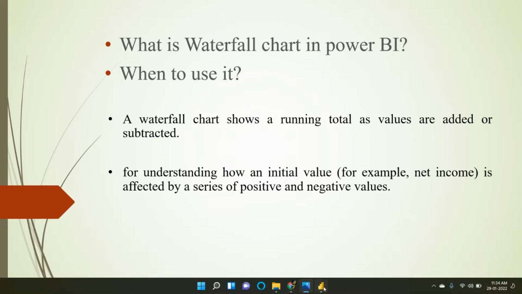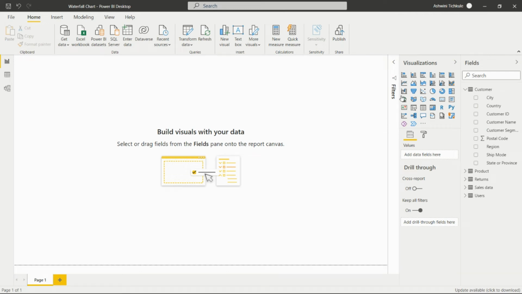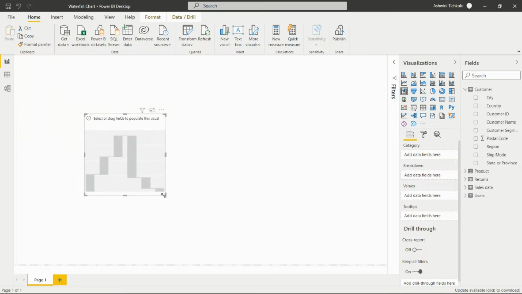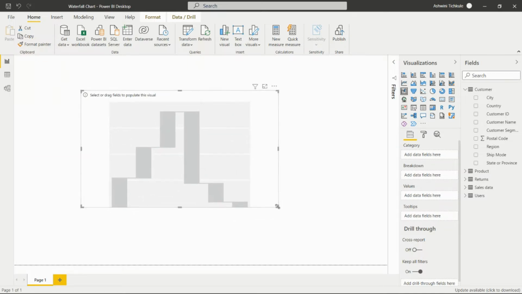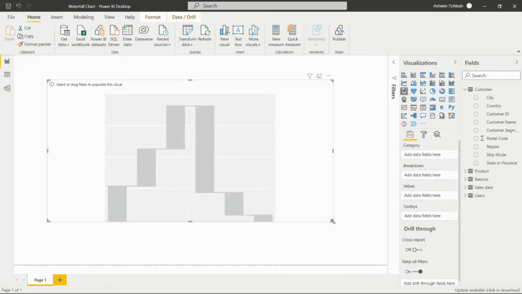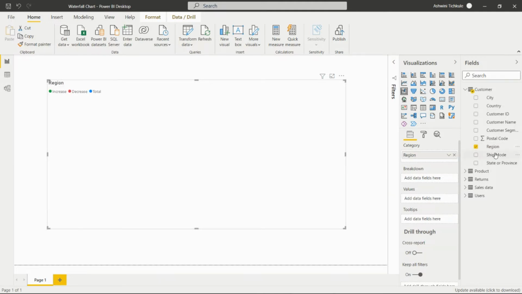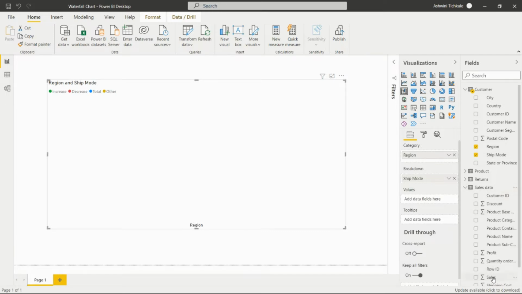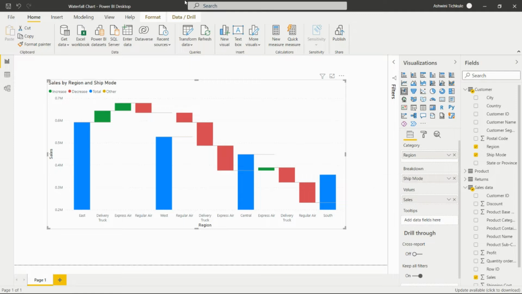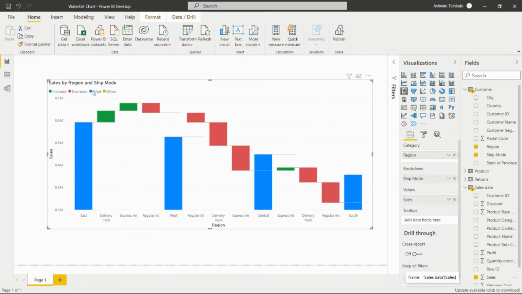For creating a waterfall chart, we have to click over here on this waterfall chart visual. After clicking, we have to add the fields in this particular section. In the category we can add the regions, in the breakdown we can add the ship mode, and in the values we can add the sales value. In this way we are able to see sales by region and ship mode.